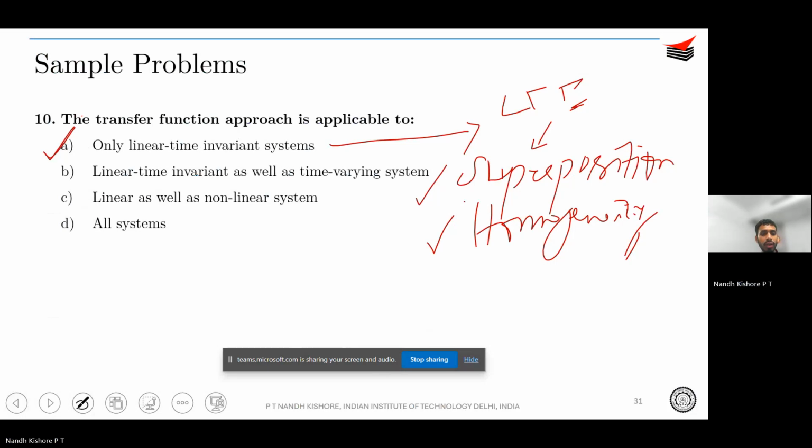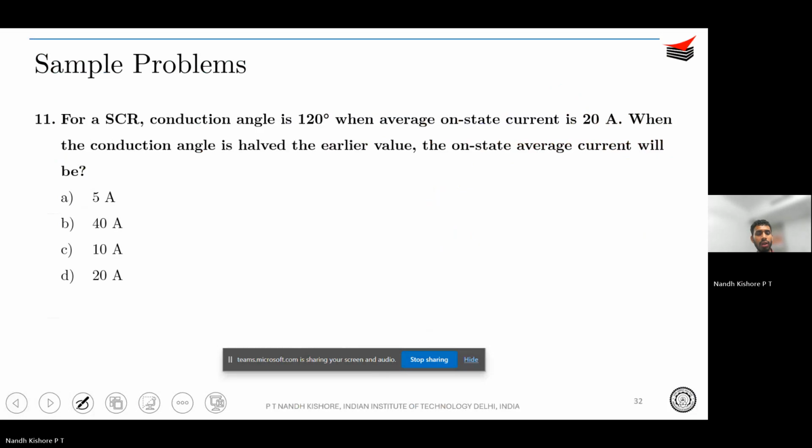For an SCR, the conduction angle is 120 degrees when the average on-state current is 20 amperes. When the conduction angle is halved from the earlier value, that is, now only 60 degrees, what will the on-state average current be? You know that the more the conduction angle, the more the average current decreases.